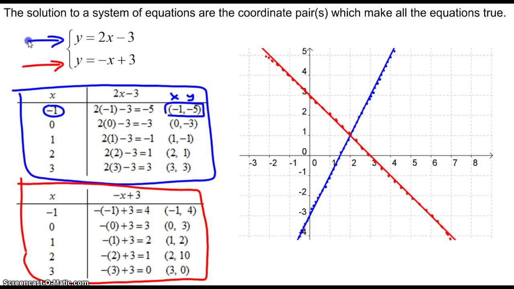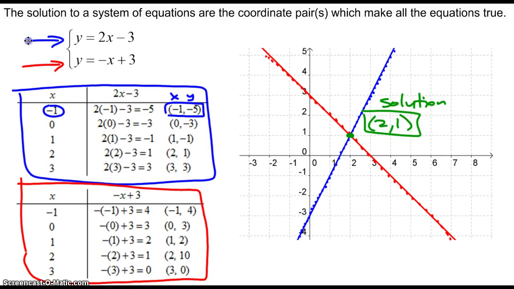And so actually there's only one point, right? There's a bunch of points here that make the blue equation true, and a bunch of points here that make the red equation true, but there's only one point here where x is 2 and y is 1 that make both equations true at the same time. And so we would call that xy pair, that coordinate pair, 2, 1, the solution to the system, because it's the only value of x and y that make both equations true at the same time.